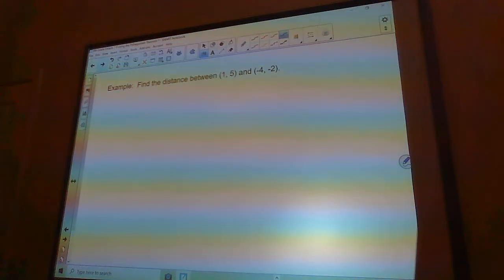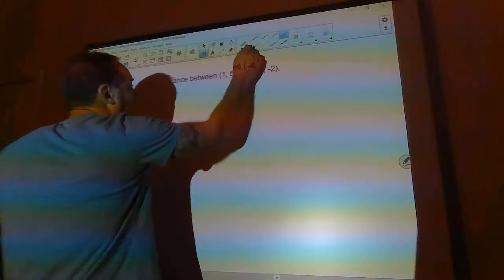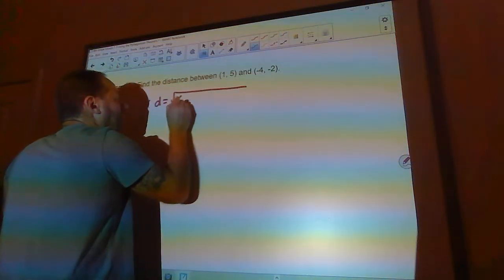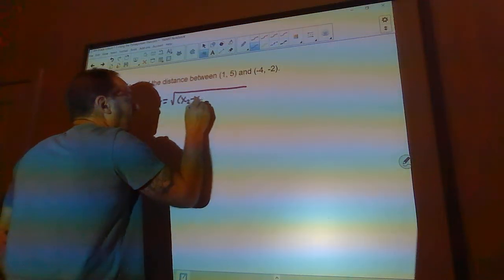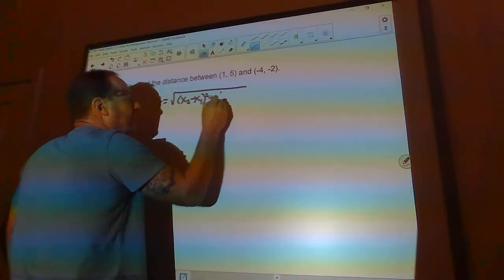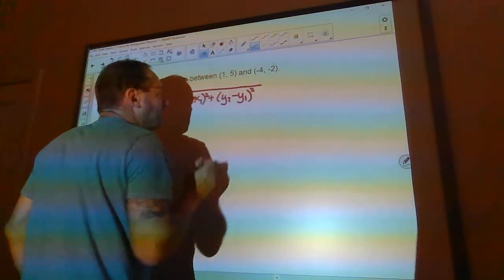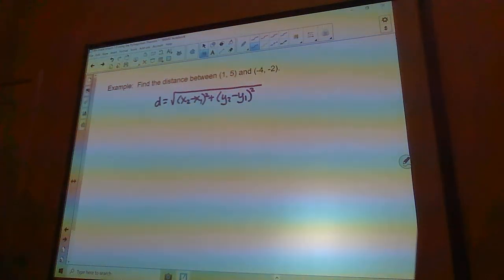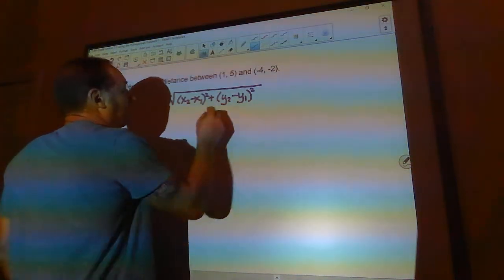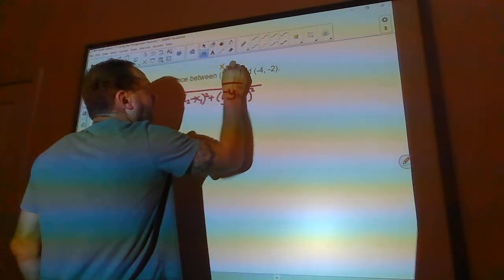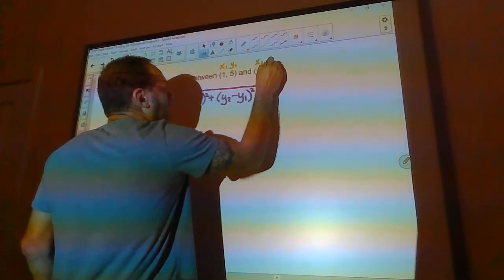Okay, so find the distance between 1, 5 and negative 4, negative 2. So the first thing you're going to do is write down your distance formula, because that's what we always do. We write down our formulas. Okay, 1, by writing it down over and over and over, it cements it in our brain. And 2, it shows us where everything goes. Now it might be convenient for you to label these. This is x1, y1. This is x2, y2.